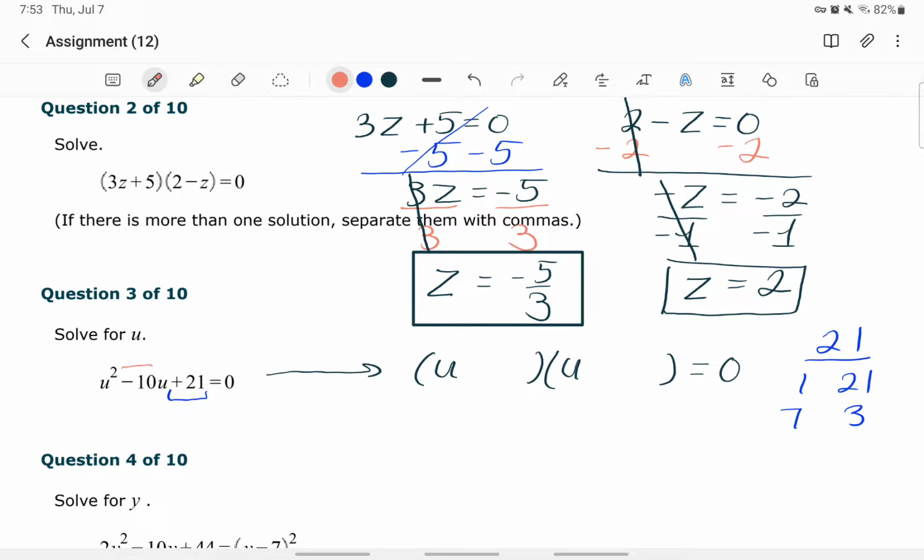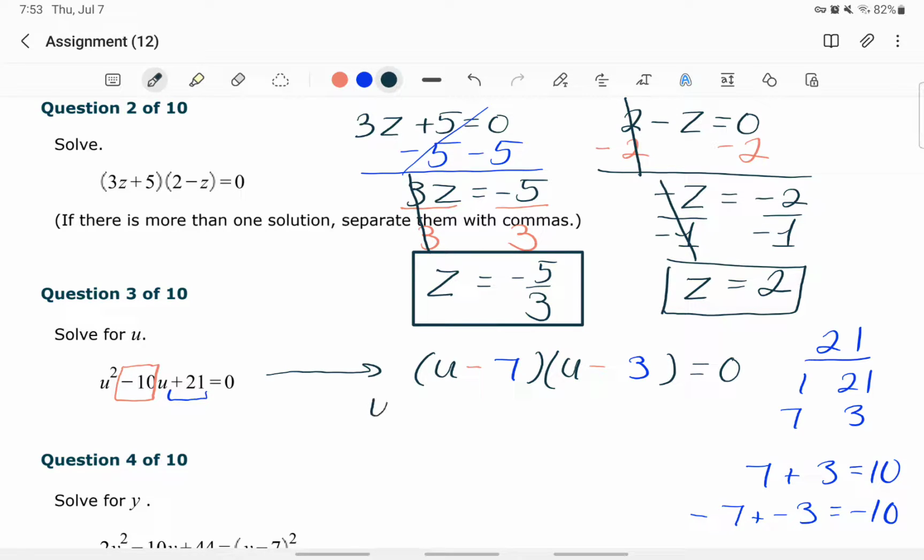But these numbers must add to negative 10. In order to receive a positive product, you must multiply the numbers with the same signs. Because this 10 is negative, both of the numbers will be negative. If you add 7 and 3, that gives you positive 10, which means negative 7 plus negative 3 will equal negative 10. And those are my two numbers that I'm going to use.